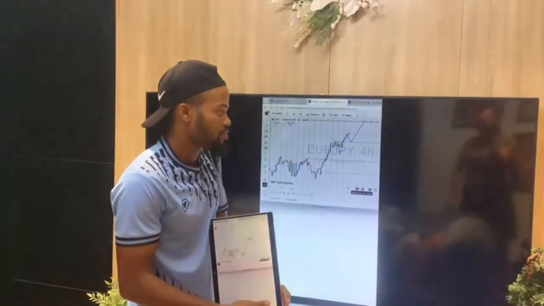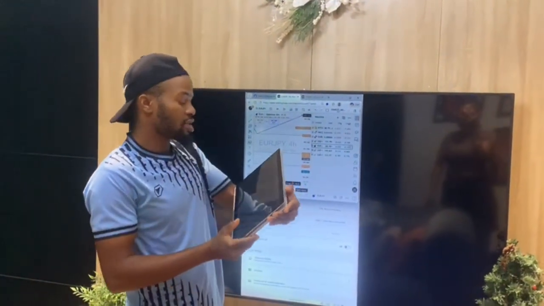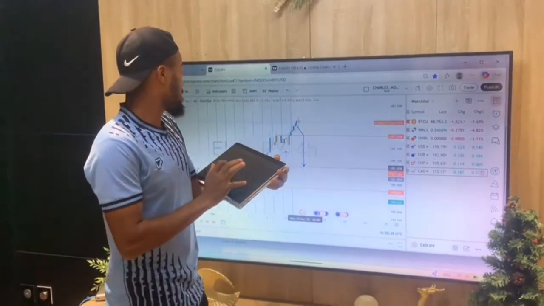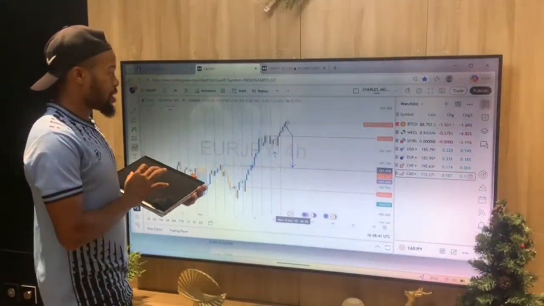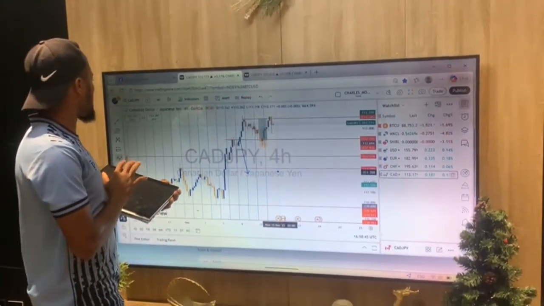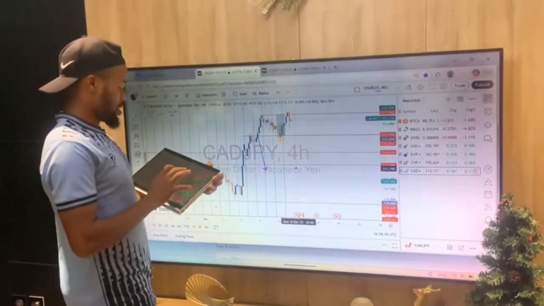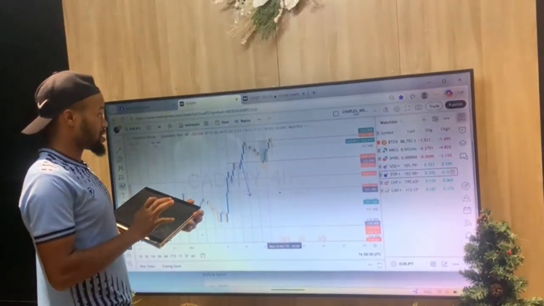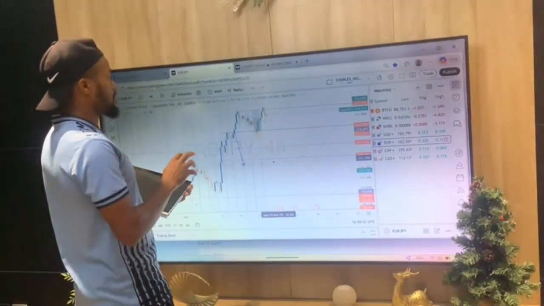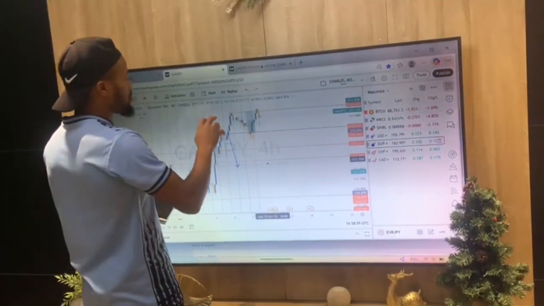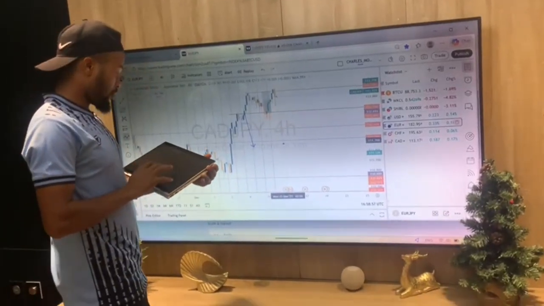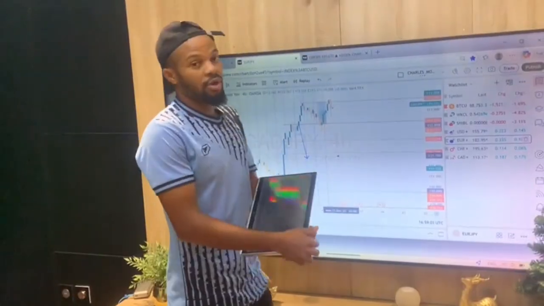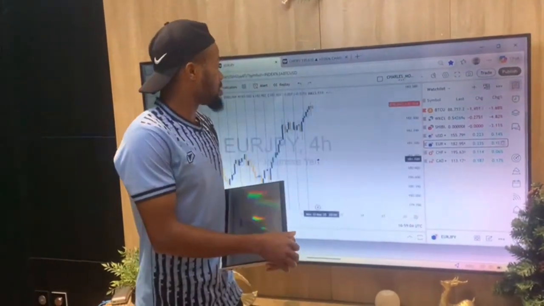Like I said before, on BTC I'm only seeing a buy. Then CAD-JPY, which is Canadian dollar Japanese yen, I'm seeing a sell. Then Euro, I'm seeing a buy setup on Euro, but I'll wait for the market to come back and retest that zone before I take that buy. That will be all for today.